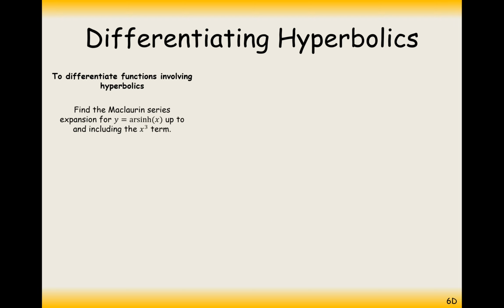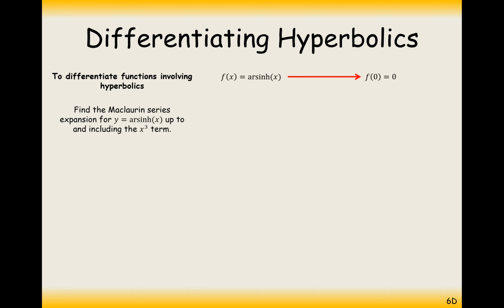Okay, moving on to the final question that we'll go through in this video then. Find the Maclaurin series expansion for y equals arsinh x up to and including the x cubed term. So remember, the way we do Maclaurin series expansion questions is we differentiate, put in 0, differentiate, put in 0, differentiate, put in 0. So let's go through that process.